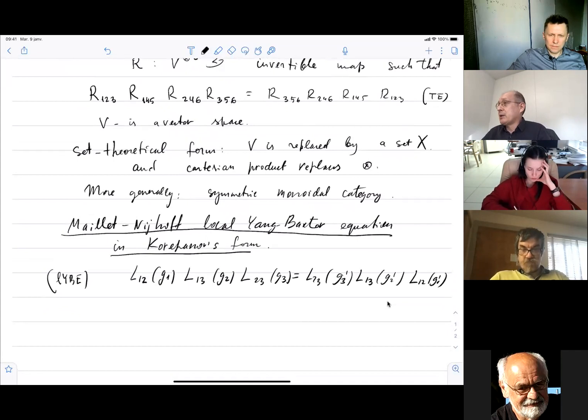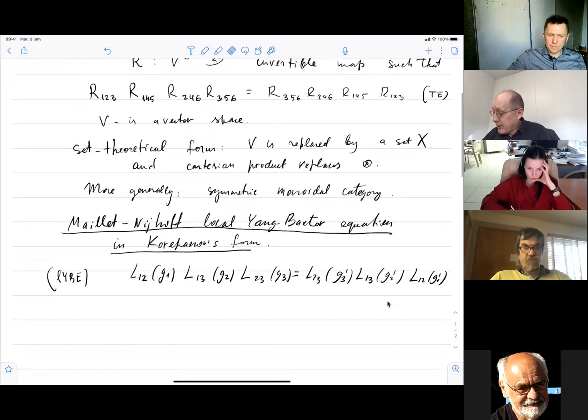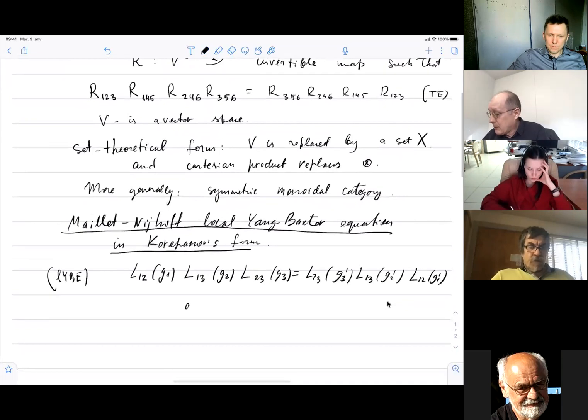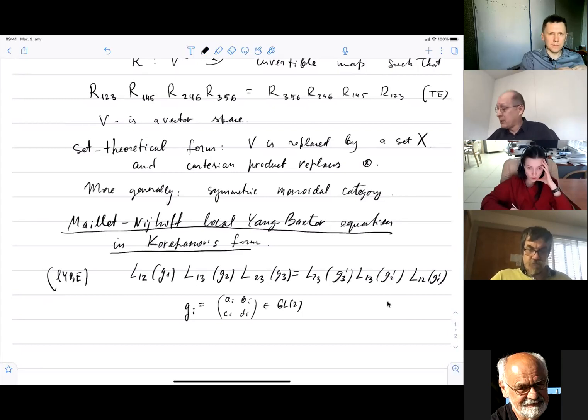And what is what in this equation? First of all, the Gi are just 2 by 2 matrices. Gi are like Ai, Bi, Ci, Di in the group GL2 over complex numbers, maybe over real numbers. But as soon as we stay algebraic, we don't care what kind of numbers we take, any field. And likewise for the Gi primes. Okay, so everything with primes.